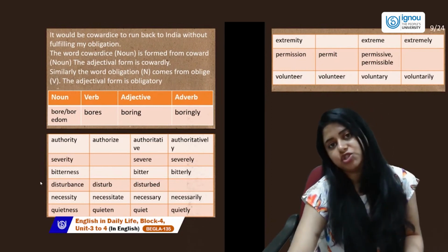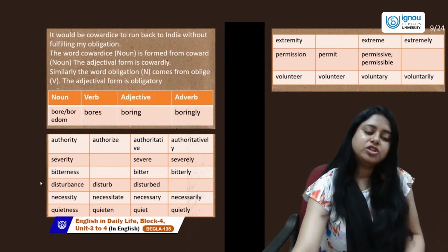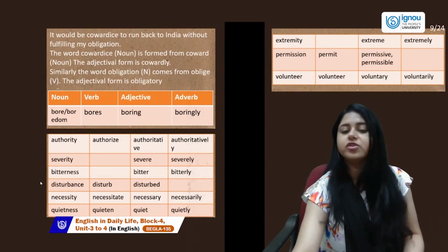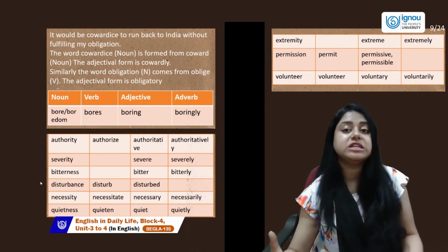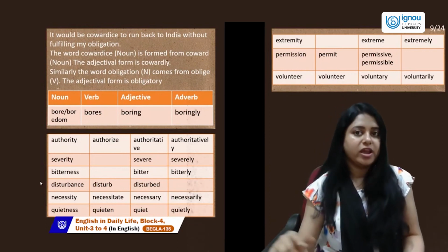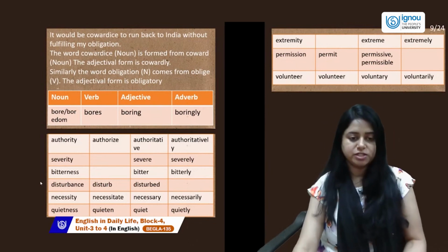Authoritative. Now this is an adjective. He had a very authoritative behavior. She had a very authoritative behavior with her sister. And the adverb would be authoritatively, with -ly again. So she asked for the book very authoritatively.